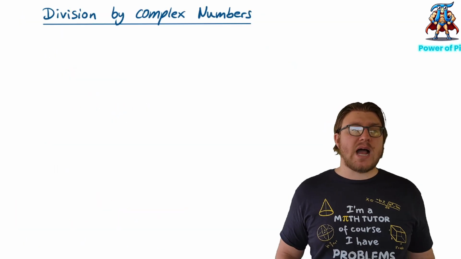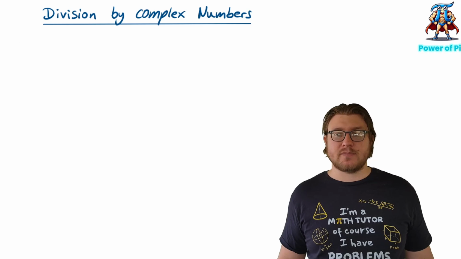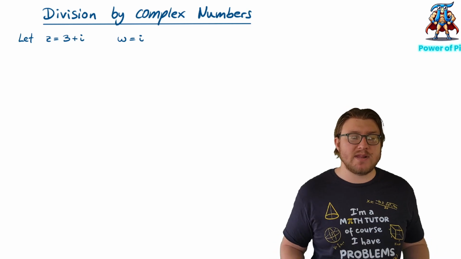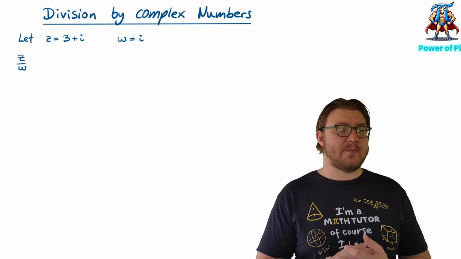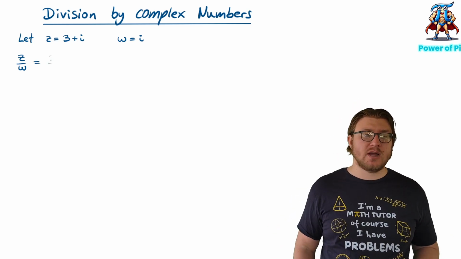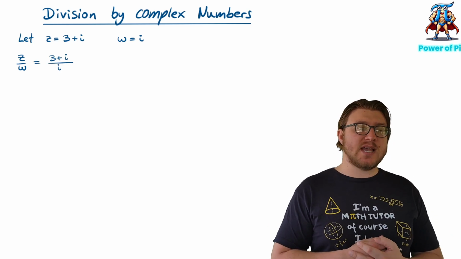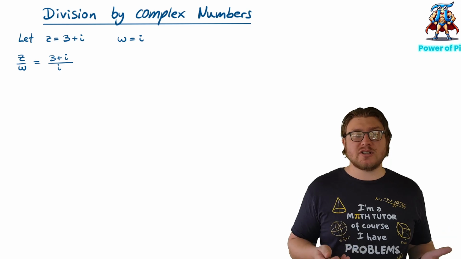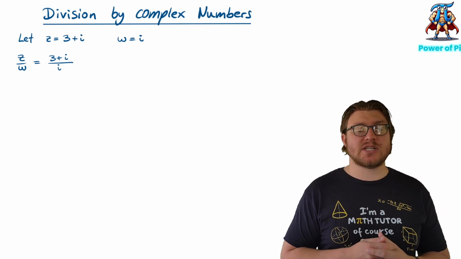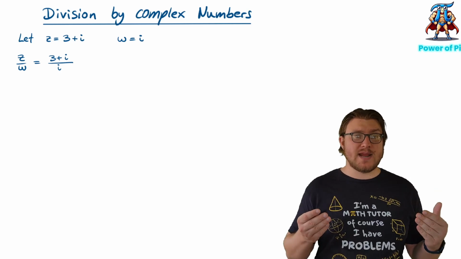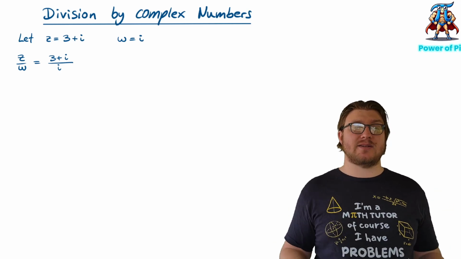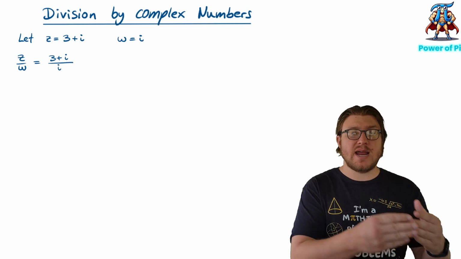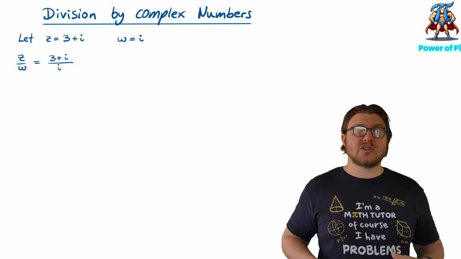So, let's have a look how we divide by a complex number. Let's say we have z as 3 plus i, and we're going to have w as i. What is z divided by w, or z over w? Well, we can just substitute in our values. Then we have 3 plus i over i. Just like the irrational numbers, we don't want square roots in the denominator. Here, we don't want i in the denominator, because we want to be able to split the fraction into real and imaginary part. So how do we get rid of this?